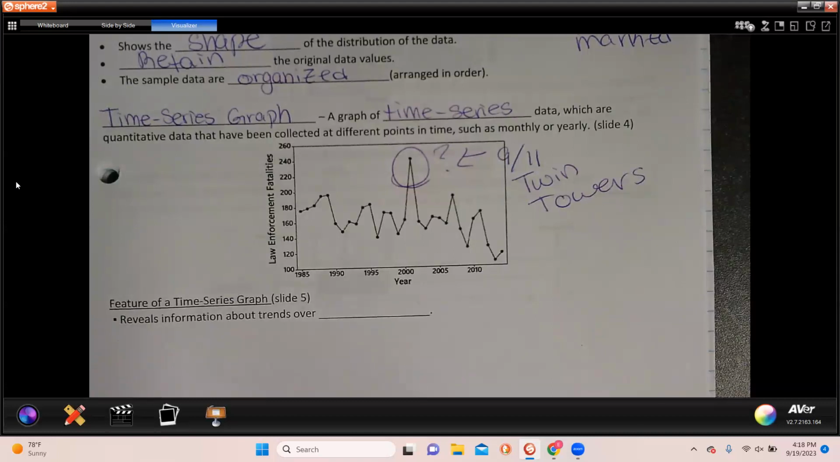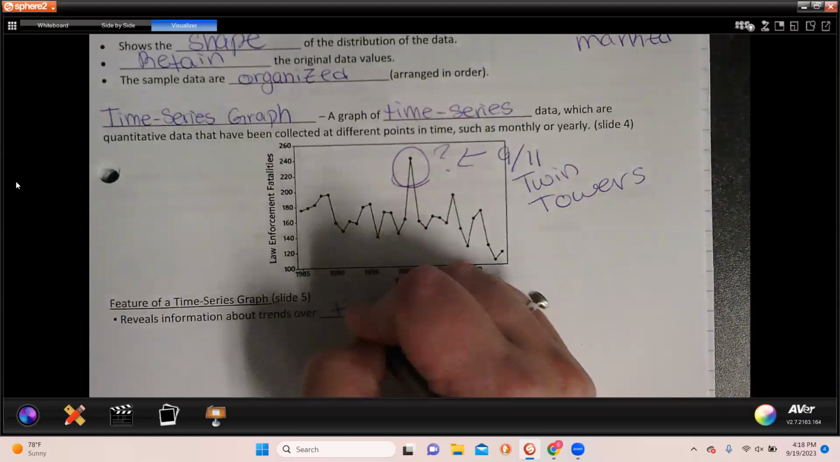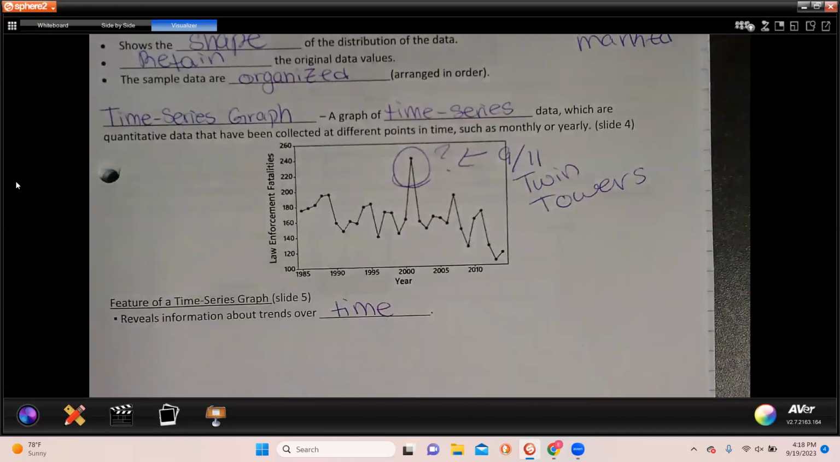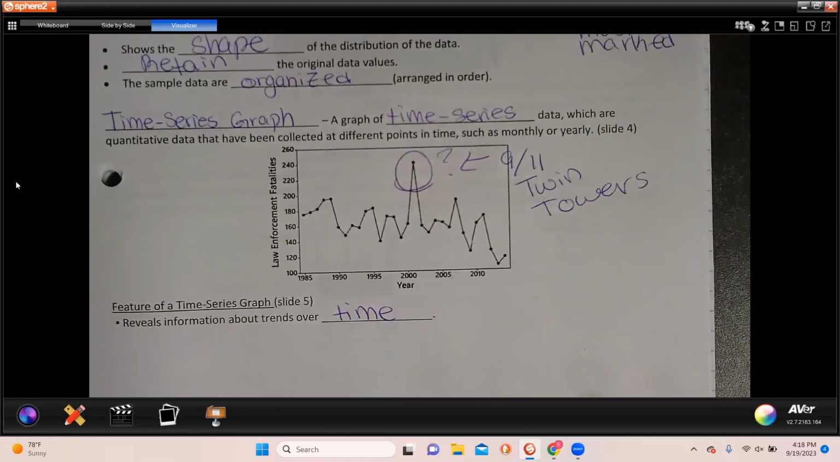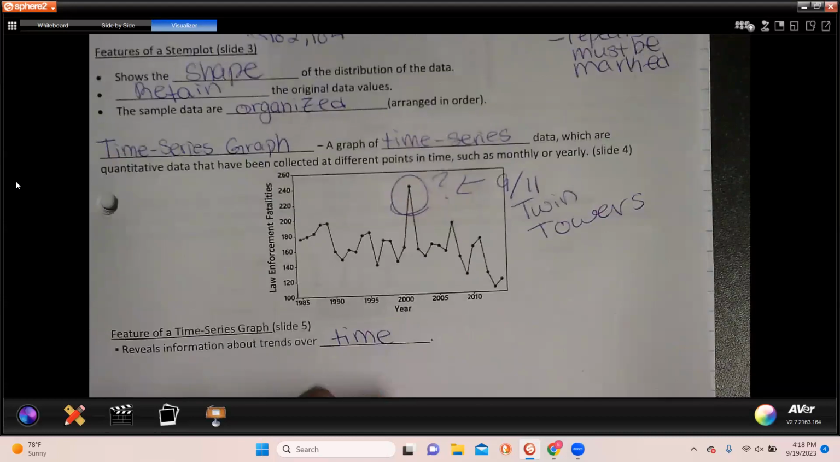So features of a time series graph. This reveals information about trends over time. This can be important, especially with all these people yelling about the end of the world because of global warming or whatnot. Like, a time series graph would be very helpful for them. We have data about the climate going back over 100 years. That would be very useful.